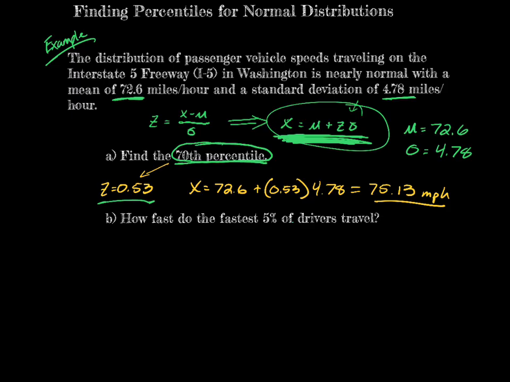All right, in the second example here, we're being asked how fast do the fastest 5% of drivers travel? The only real difference between this and the first question is we're not being told about a percentile, but we can use a little bit of intuition to know that the fastest 5% would be the 95th percentile. And again, the 95th percentile represents the data value that's bigger than 95% of the data values. So all we need to do now is go back to our z-table.